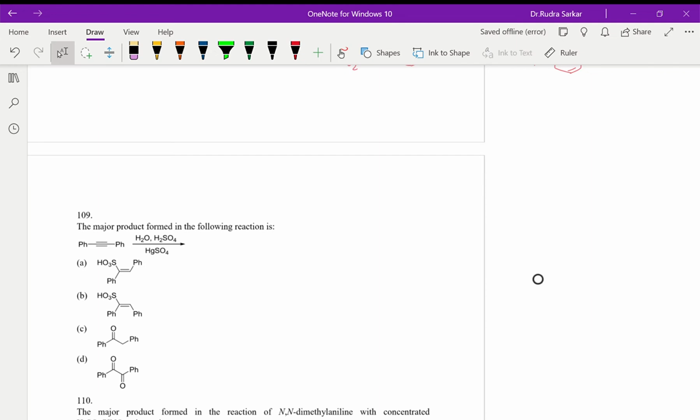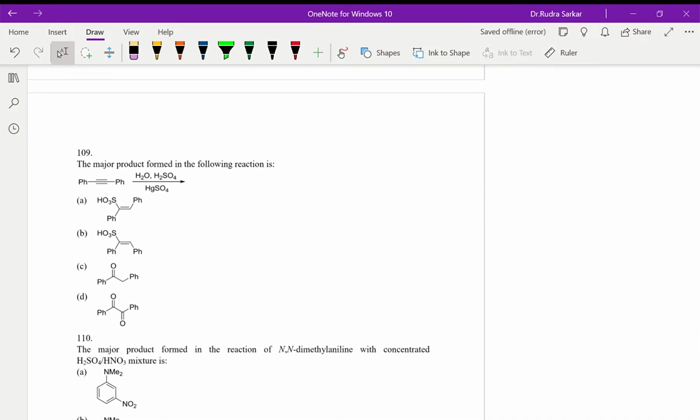In question number 109, we are asked to find the major product formed in the following reaction. Over here, this is basically hydration of alkyne, and we are using mercury.